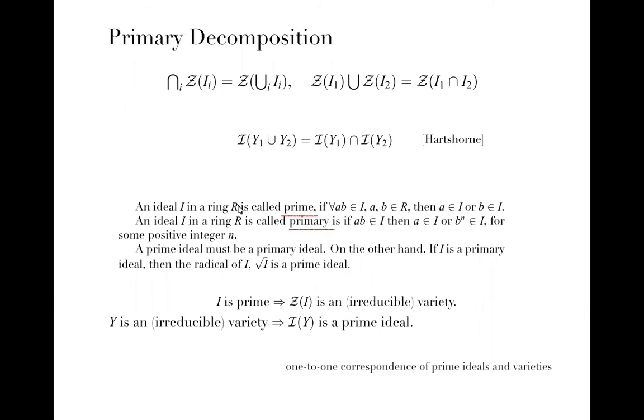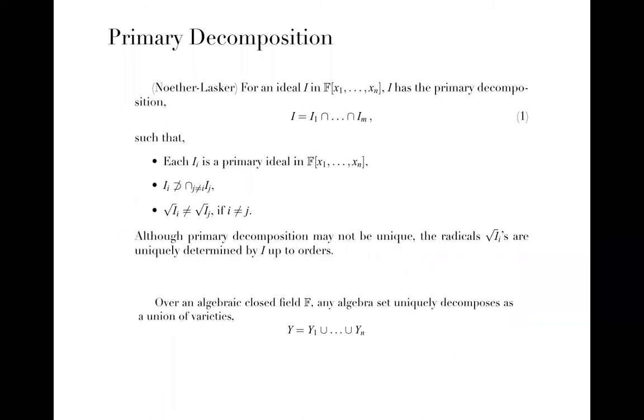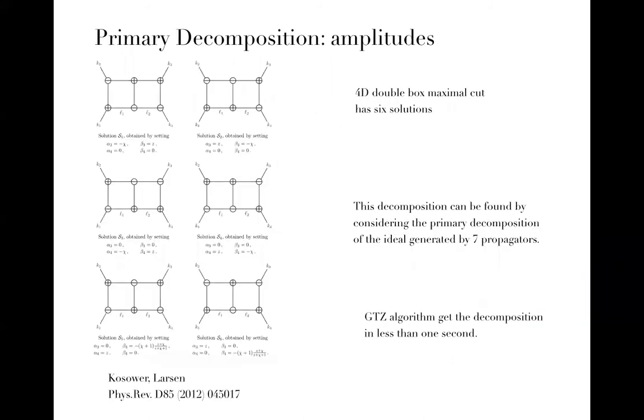Geometrically, a prime ideal just means the solution set, from the Zariski topology, is irreducible. It cannot be decomposed into some kind of simpler solution sets. Okay, so let's go back to this classical paper.